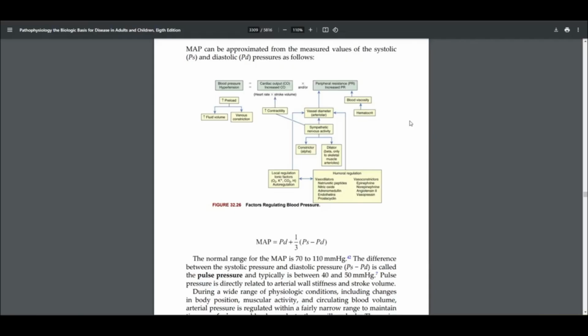Wow, I guess they are doing a map differently these days. So I was always taught that your mean arterial pressure is 1 times your systolic and 2 times your diastolic. You add those numbers together and divide it by 3. I'm not sure what this PD plus 1/3 times your PS minus PD is.